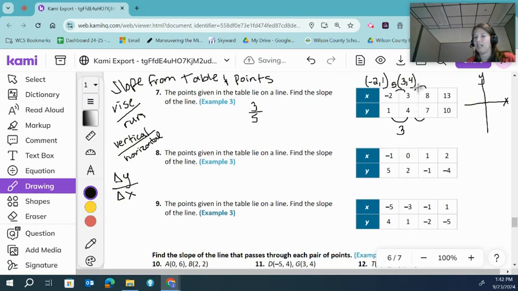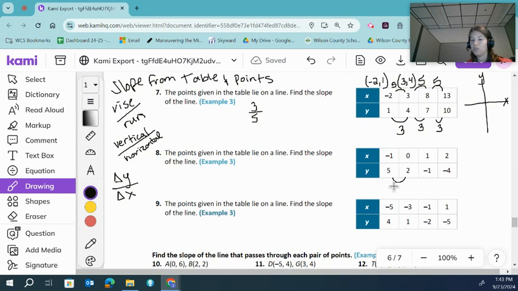Now, I'm going to double check and make sure this ratio stays the same throughout, because if it doesn't, then it's not linear. Therefore, we can't have a consistent slope. So 4 to 7 is still 3. 3 to 8 is still 5. We're still moving in the positive direction on both 3 and 5. So we're good to go on this, and our slope is 3/5. And let's take a look at the second one.